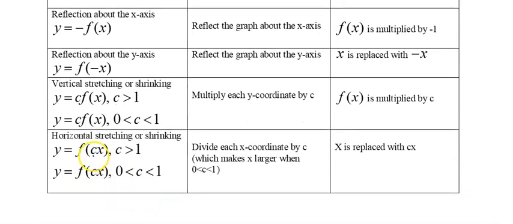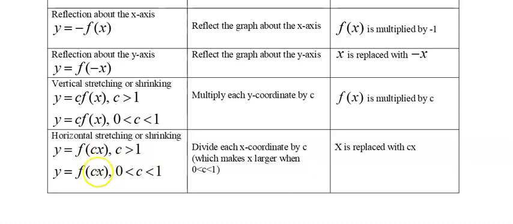If instead I put the c inside the argument of the function with the x, I'm going to change the horizontal coordinates, which will change how the function looks horizontally. It will be stretched or compressed, and I divide each horizontal component, or the x coordinate, by c. I divide because it's with the x, so you do the opposite of what it looks like you would want to do.